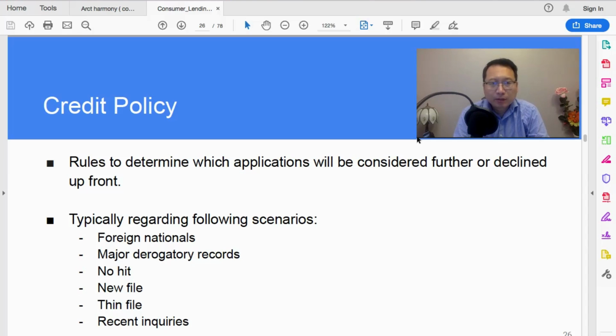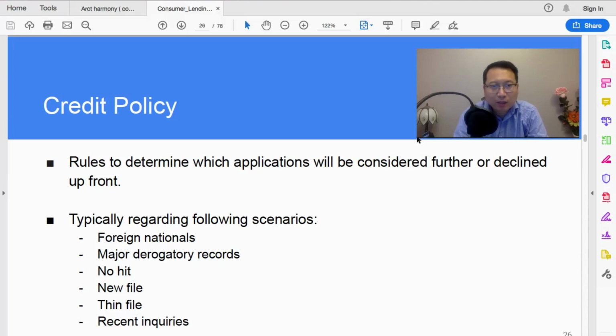The first major component of origination strategy is credit policy. What's credit policy? It refers to the rules to determine which applications will be considered further in the strategy, or they are declined upfront. Essentially, credit policy specifies what kind of consumers the lender wants to deal with versus not. It will give other people a clear idea about the scope of the credit business of a given lender.